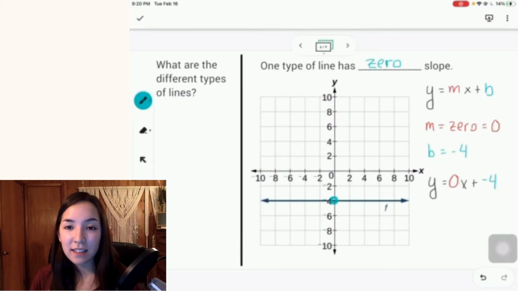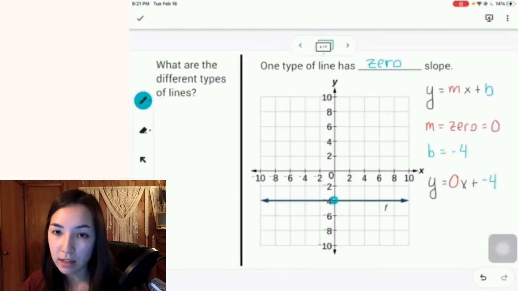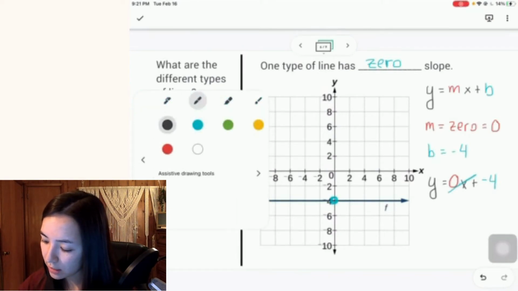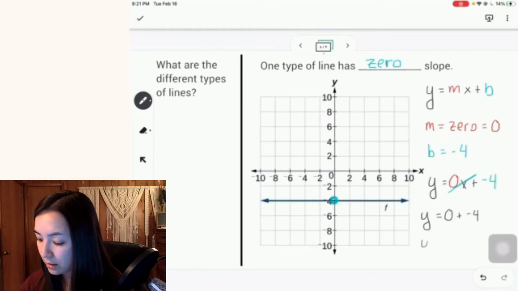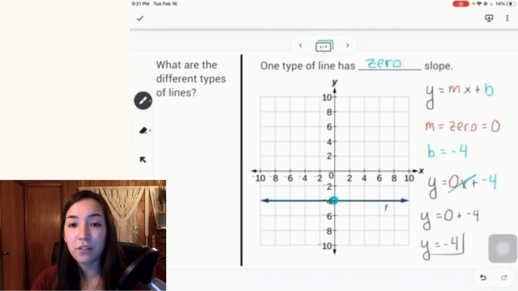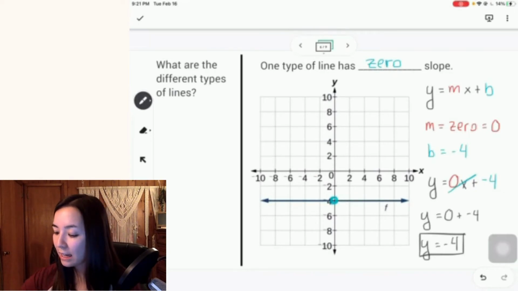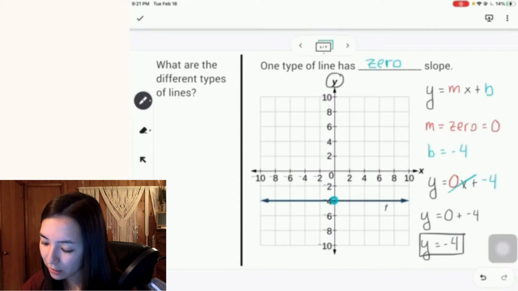0 times anything is just 0. So this goes away and just becomes 0. So we have y equals 0 plus -4. 0 plus -4 is just -4. Our equation for this line is y equals -4 because look, this is y, right? Our line crosses at -4.